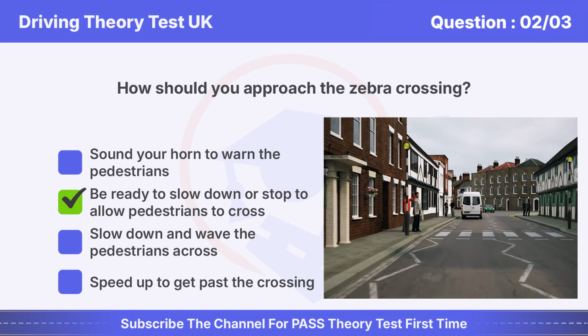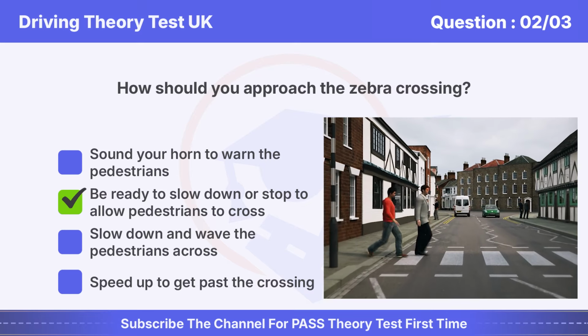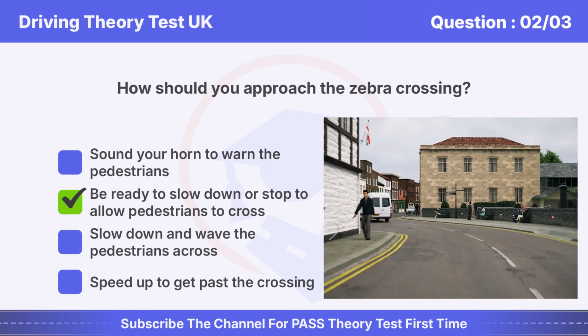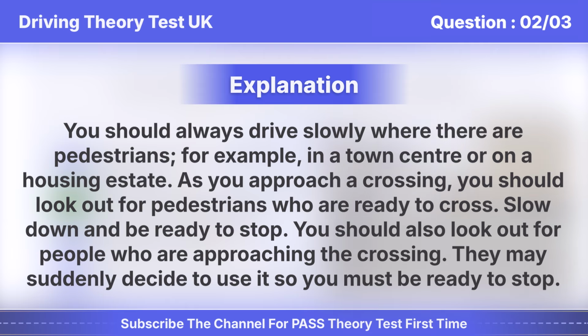Answer is B. Be ready to slow down or stop to allow pedestrians to cross. You should always drive slowly where there are pedestrians, for example, in a town centre or on a housing estate. As you approach a crossing, you should look out for pedestrians who are ready to cross. Slow down and be ready to stop. You should also look out for people who are approaching the crossing. They may suddenly decide to use it, so you must be ready to stop.